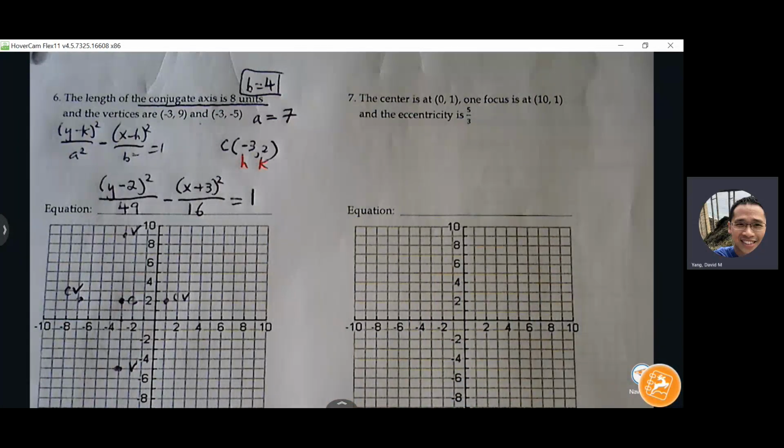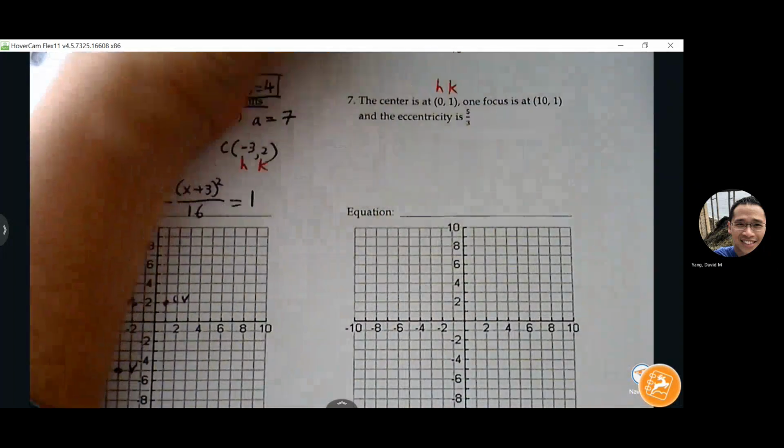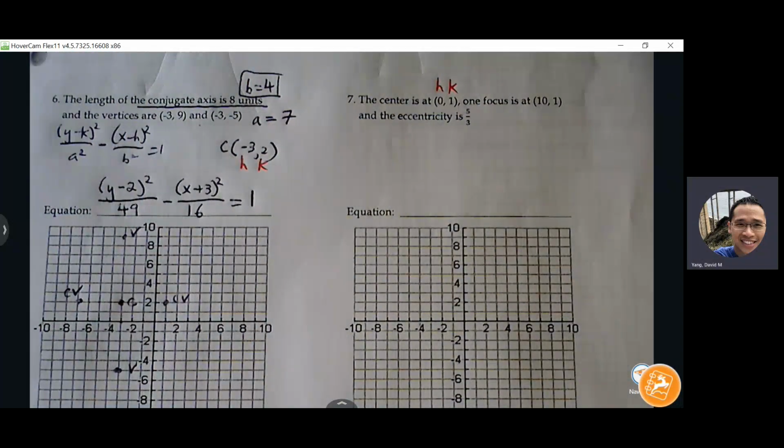Hey, any questions with 6? Number 7, the center is at (0, 1). That's our (h, k). Focus is at (10, 1), and eccentricity is 5/3.